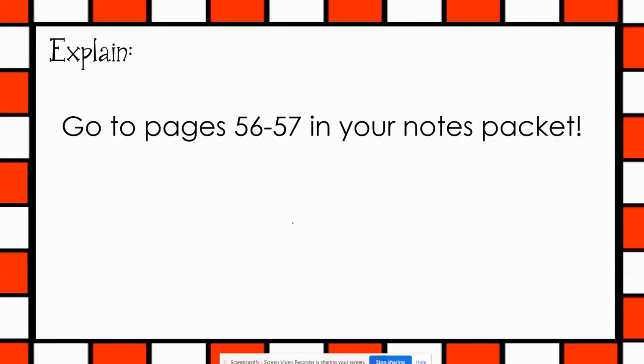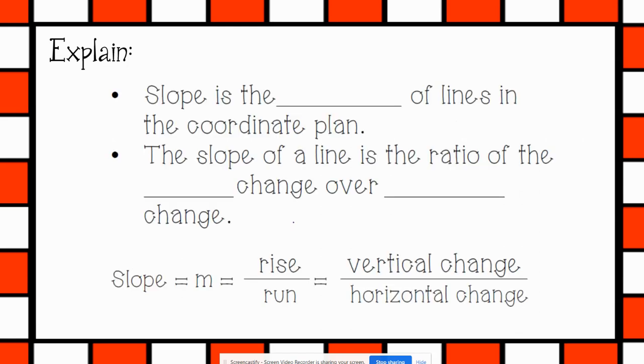Today we're going to use similar triangles to explain slope. You should be on page 56 in your notes packet. When we talk about slope on a graph, that is the steepness of the lines on a coordinate plane.